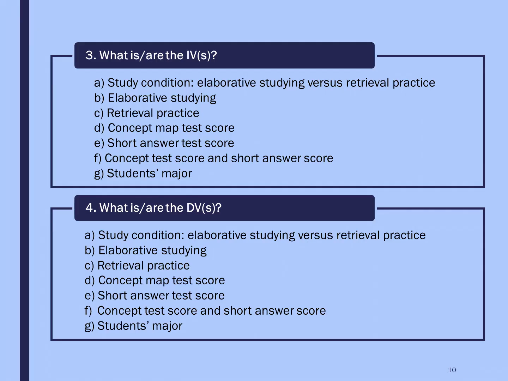For the two dependent variables, Karpike and Blunt tested students using two types of tests. One was a short answer test, and the other required students to create a concept map for memory. The other kind of test was a closed book concept map, where students had to create a concept map without any cues. Following the two questions from the previous slide, please identify the independent and dependent variables in this study.